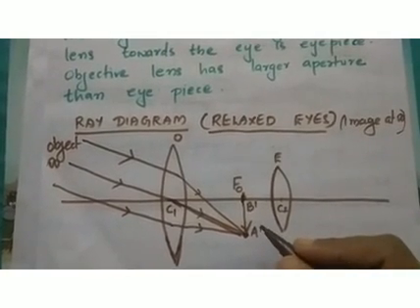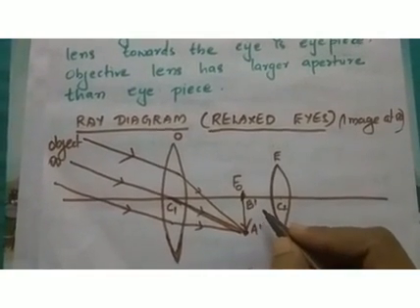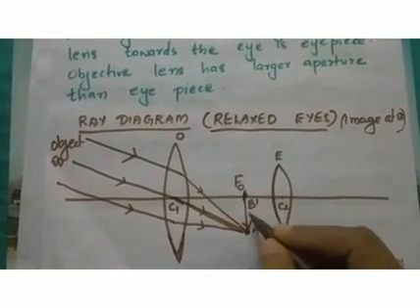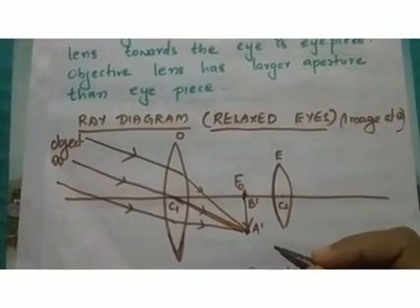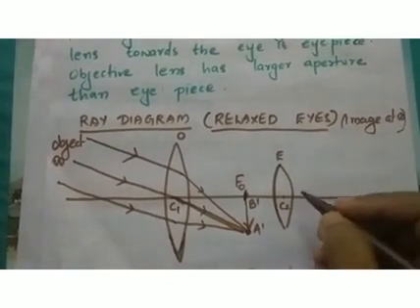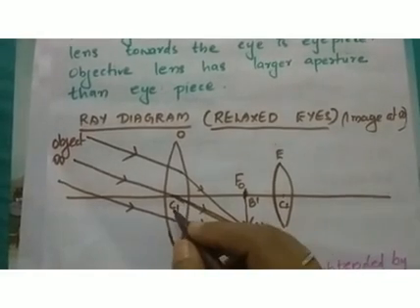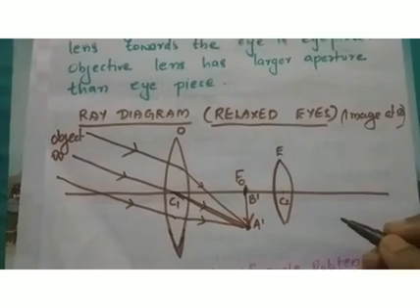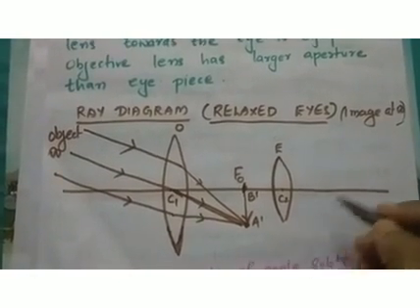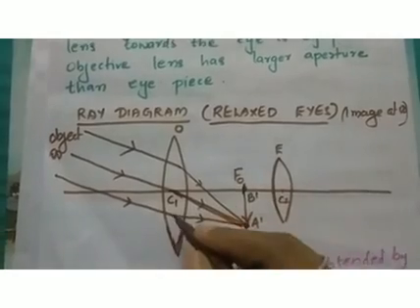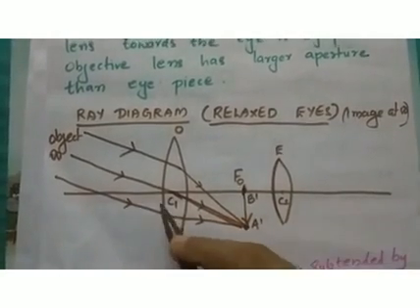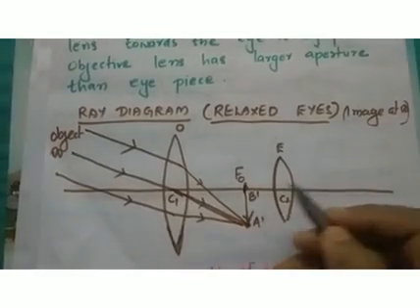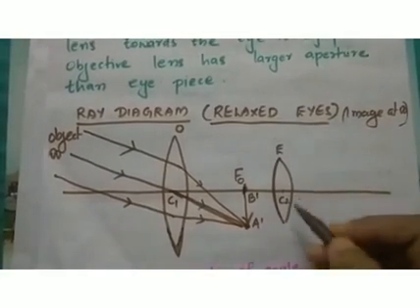Object at infinity will be very large, and we are getting a very diminished and inverted image of that infinitely large sized object, and this is our image A'B'. Now, if two lenses are there, the image formed by the first lens acts as the object for the second lens. We had already discussed this concept in our compound microscope. So here also two lenses are there. So the image formed by the first lens, that is our objective lens, will act as an object for the second lens, that is for the eyepiece.